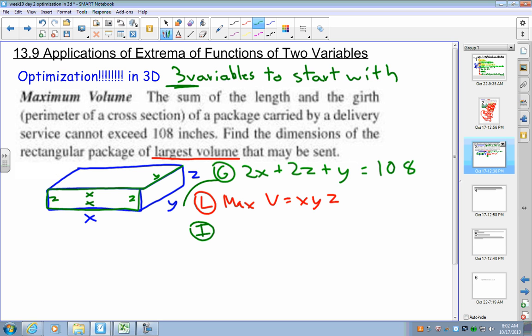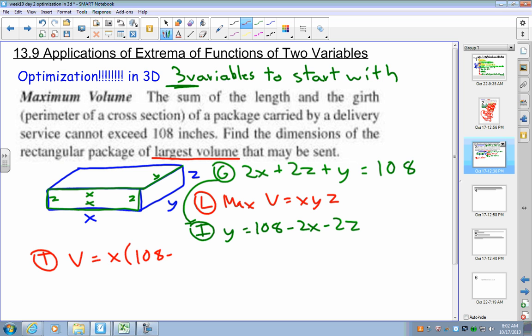Okay, so my given, I want to isolate one of my variables in my given. The y is by itself, so let's just go with the y. And I could say y is 108 minus 2x minus 2z. And if I take that and I substitute it into the volume equation, I could say volume is x times 108 minus 2x minus 2z times z. Now I'm in 2 variables.